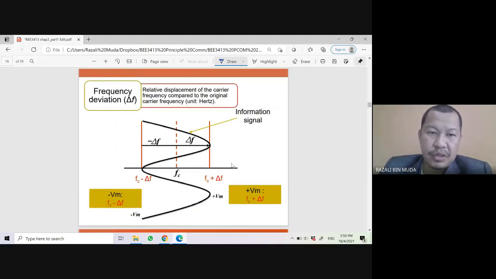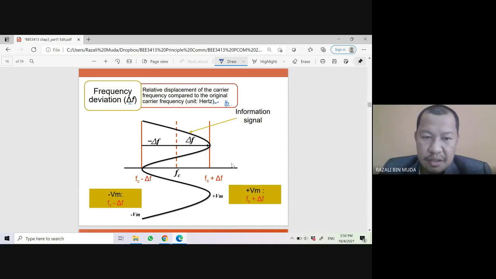First is frequency deviation. When we are talking about frequency modulation, basically we are discussing frequency deviation, delta F. So what is the definition? Relative frequency deviation is defined as the relative displacement of the carrier frequency compared to the original carrier frequency. The unit of frequency is always in Hz. Okay, so let's see this figure.